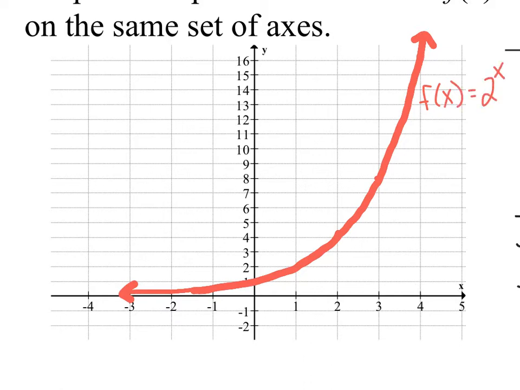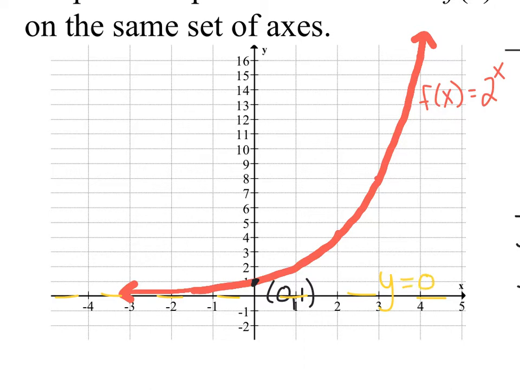Notice it has the properties listed on the previous slide. It's 1 to 1, passes the horizontal line test. It has that anchor point of 0, 1. It has a domain of negative infinity to infinity and a range of 0 to infinity. In fact, this function has a horizontal asymptote right here at the line y equals 0.